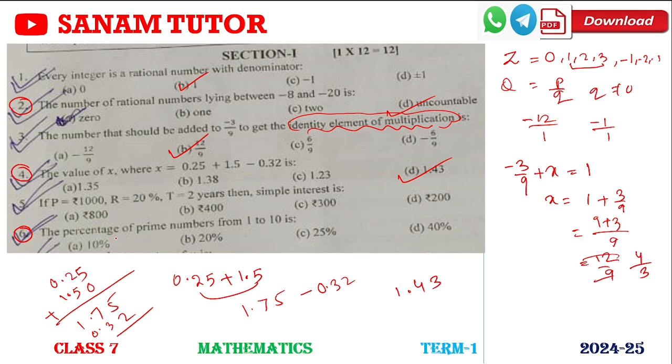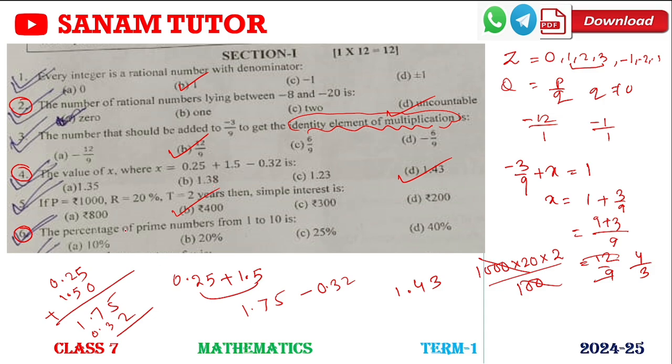Okay, next question: P is given, R is given, T is given, find the SI. The SI formula is PTR by 100. So P is 1000, R is 20, T equals 2, divided by 100. The 00s cancel, 2 times 2 is 4, and 00, that is 400. Option C is the correct answer.